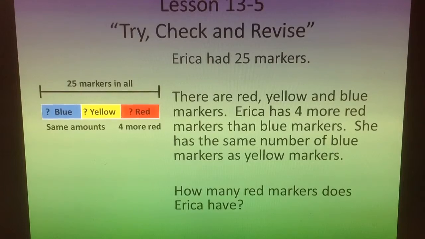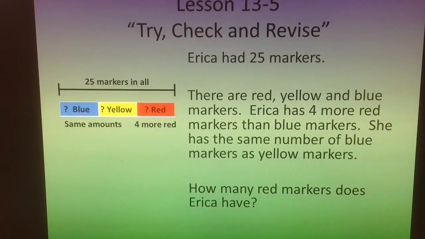First, you can use a little graph like this, a part-whole map, and students are used to seeing these in first and second grades. At the top of the part-whole map, you have the total, the big number, 25 markers in all. That means all together, all of this will add up to 25. Then I've marked the blue and the yellow as having the same amounts, and I've marked the red as having 4 more. It's a visual way, a picture way of showing what's in the problem.